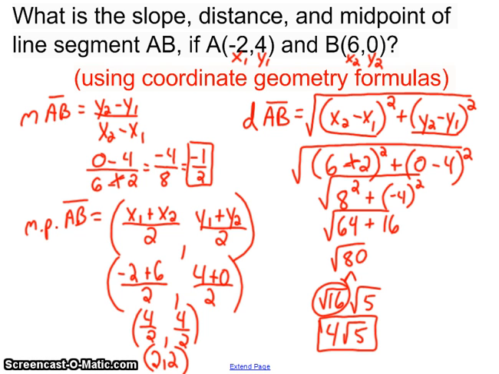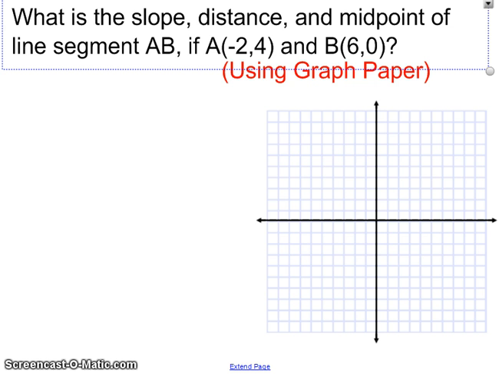All right, now let's actually see this in its connection on the graph. We're going to use the exact same heading, and we're going to take a look at this using graph paper. So if we graph the coordinate points, A we said was at -2, 4, which was right here in quadrant 2. Let's label that A. And B is 6, 0.